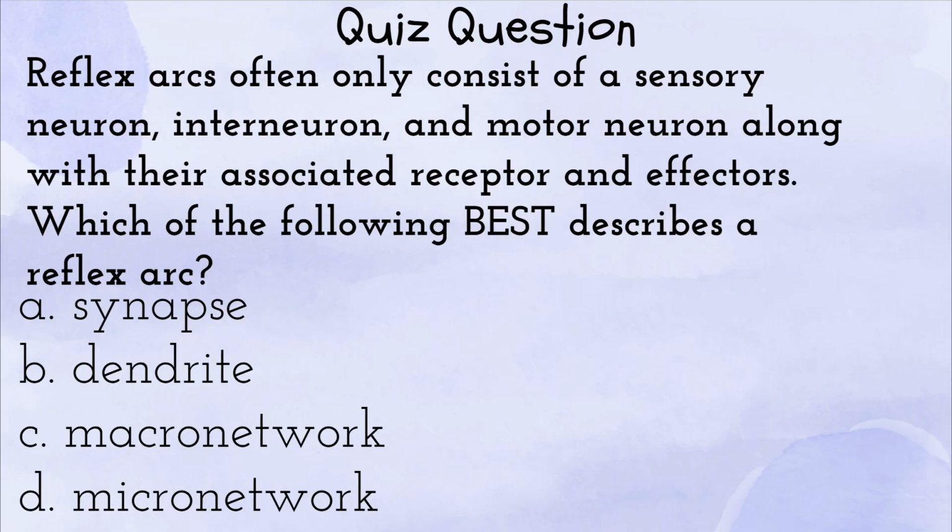Remember, we're up in systems world now, so answers pertaining to single neurons are not going to be the answer. A and B are out for this reason. The question only calls for 3 neurons, which is quite small scale. Therefore, the circuit is best described by being a micro network. Therefore, D is the best choice.